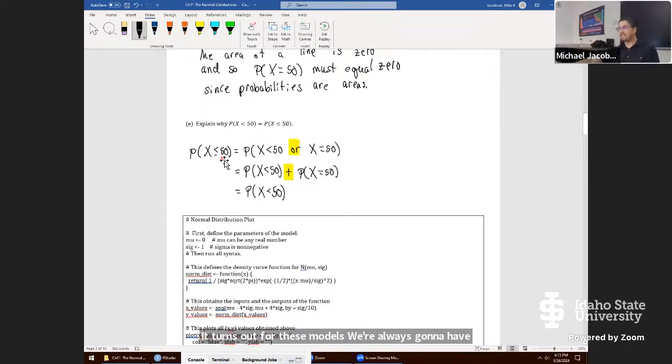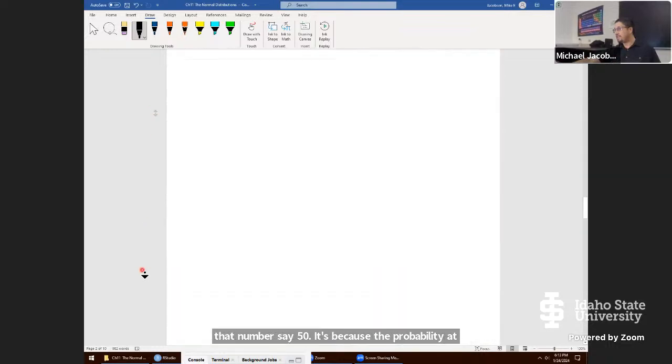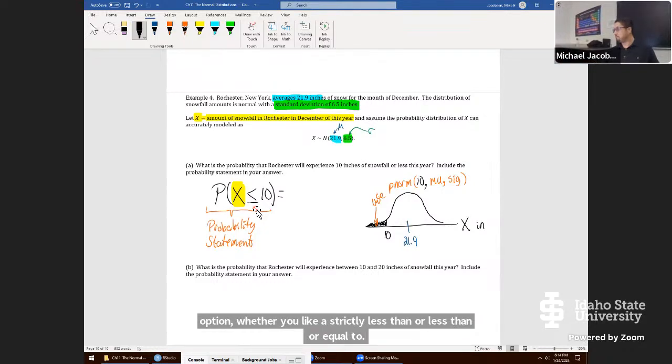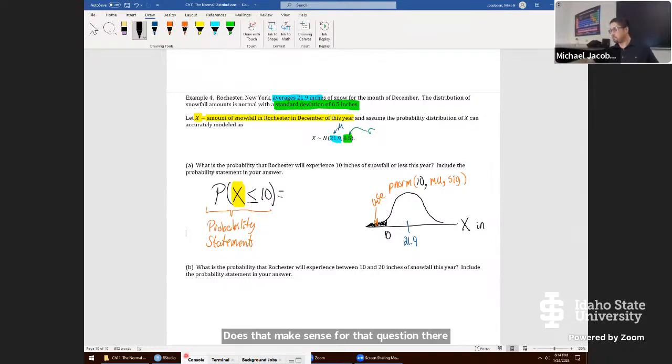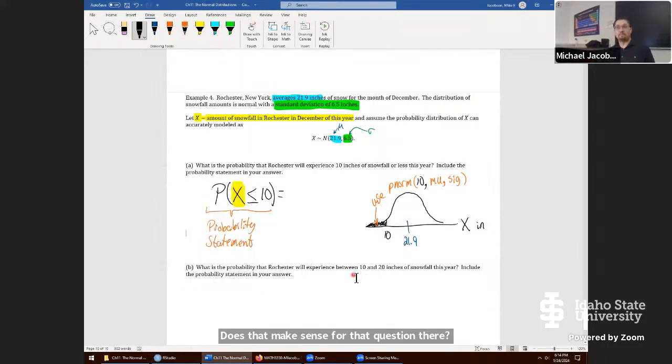The probability that X is less than or equal to any number whatsoever is the same as this probability, X strictly less than that number, say 50. It's because the probability at exactly one number specifically will always return us a 0. It turns out for this kind of problem, really it's your option, whether you like a strictly less than or a less than or equals to. Does that make sense for that question there? Awesome. Thanks for asking about that.